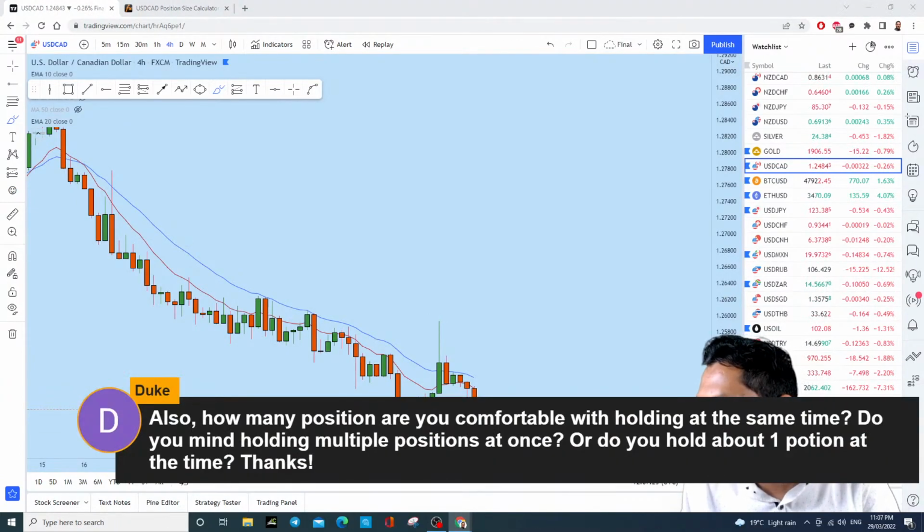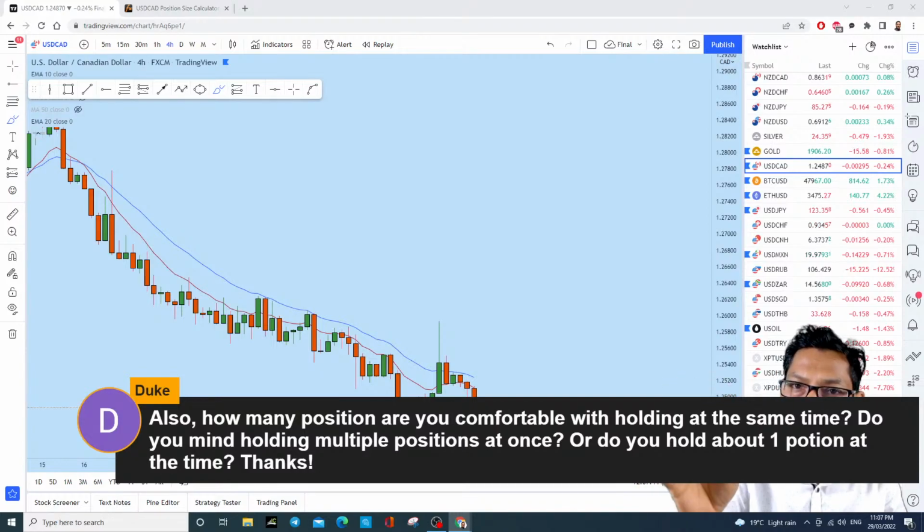Also, how many positions are you comfortable with holding at the same time? Do you mind holding multiple positions at once, or do you hold about one position at a time? Thanks, Duke. That's a very, very good question. Everyone pay attention. These are the real things you need to keep in mind in trading. Not always thinking about money. It's about the management, how you manage the risk. See, it's a very good question, how many positions.